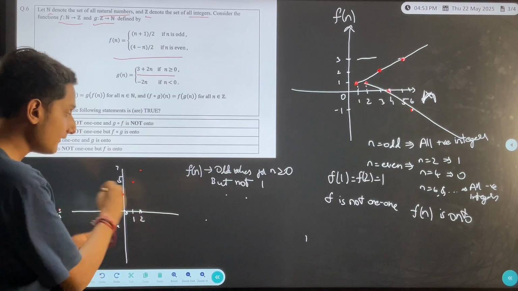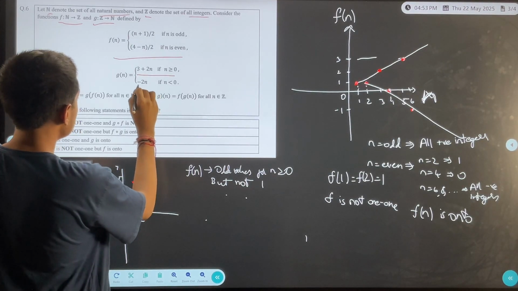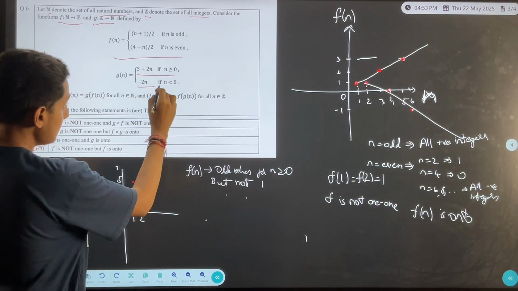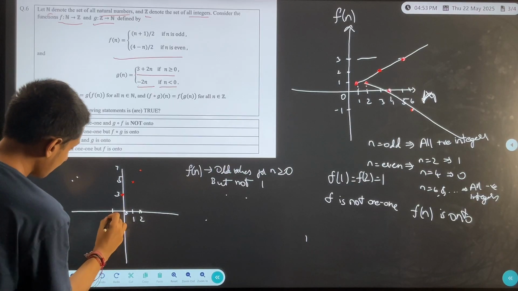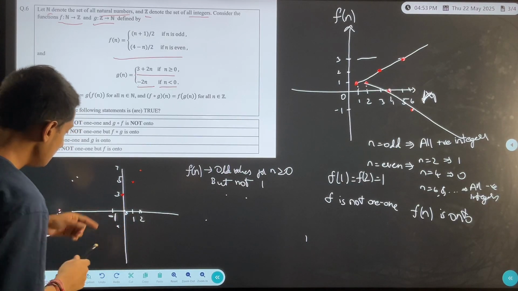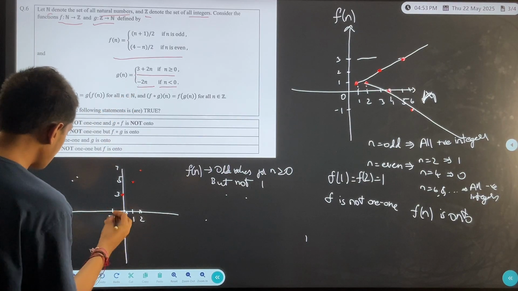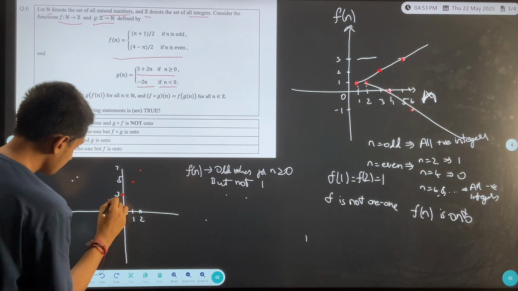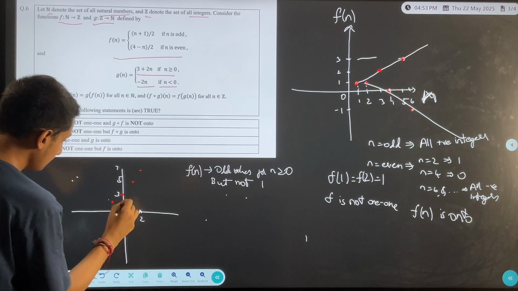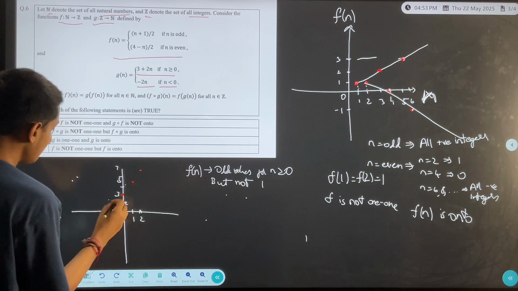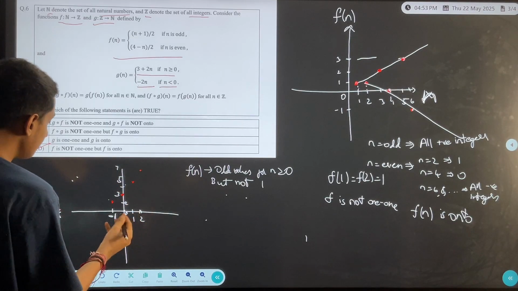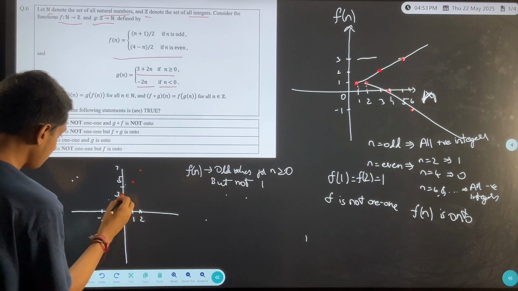Alright, now let's look at the negative part where g of n is minus 2n if n is less than 0. So we have to start at n equal to minus 1. For n equal to minus 1, we get the value as 2, let's say here. Then for n equal to minus 2, we get the value as 4.